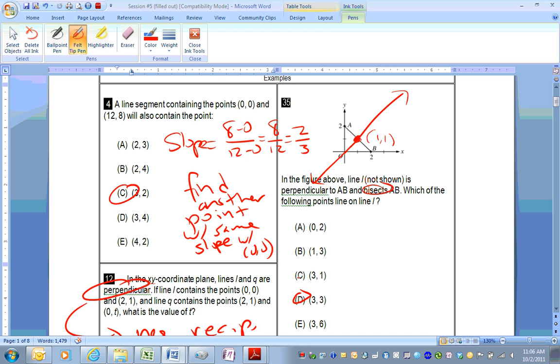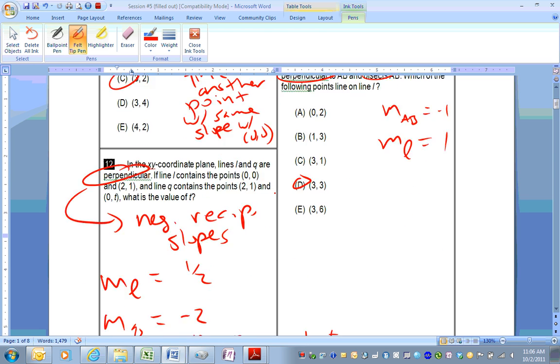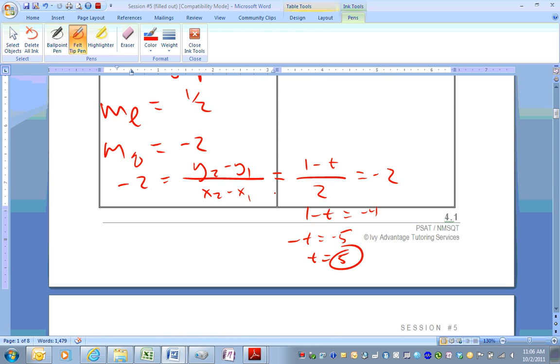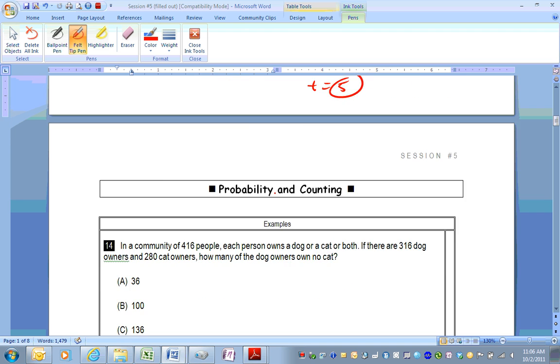And the whole perpendicular thing, because the slope of AB was -1, the slope of our new line would be +1. And so 0, 0, 1, 1, 3, 3, those all have slopes of 1. So that's how the perpendicular part plays a role as well, because otherwise it could have been so many answers. Okay, so that's coordinate geometry. Any questions about that? All right.